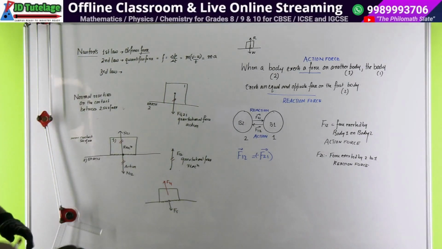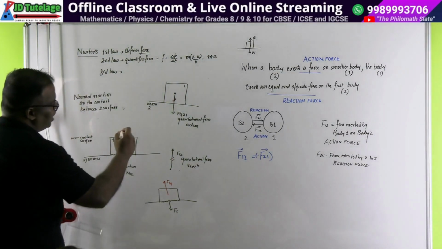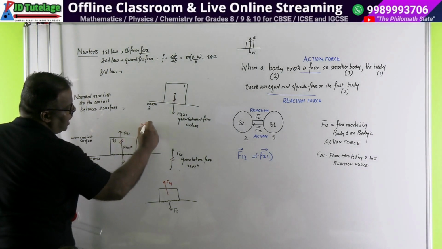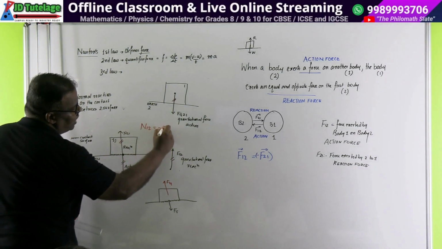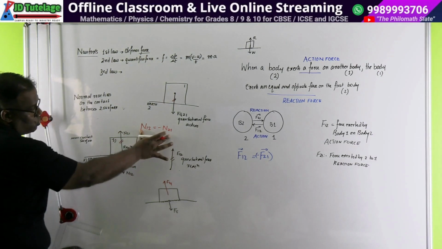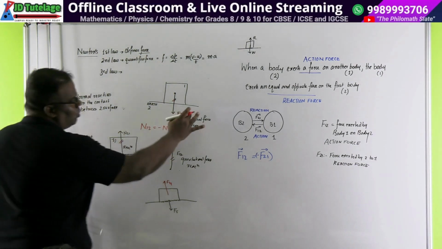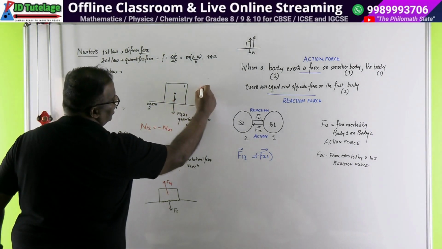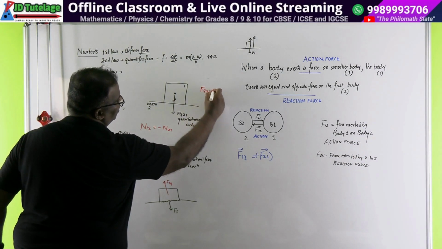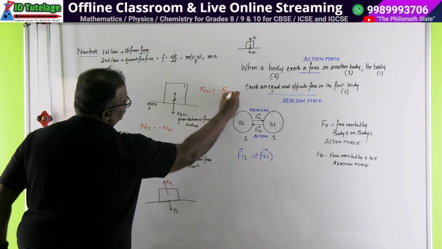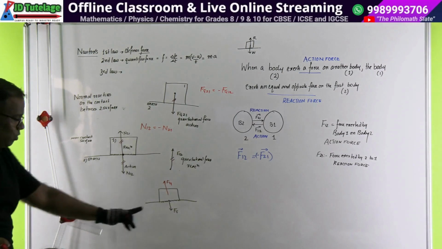So to make it more interesting, let's write the equations. Here it will be like this. N12 will be equal to negative of N21. These two are equal. And out here, it will be what? Fg21 will be equal to negative of Fg12. This is there. Now let's look at this diagram.